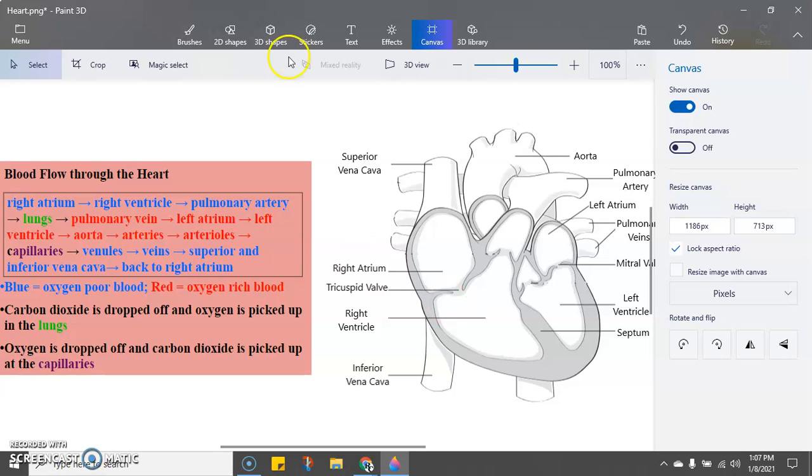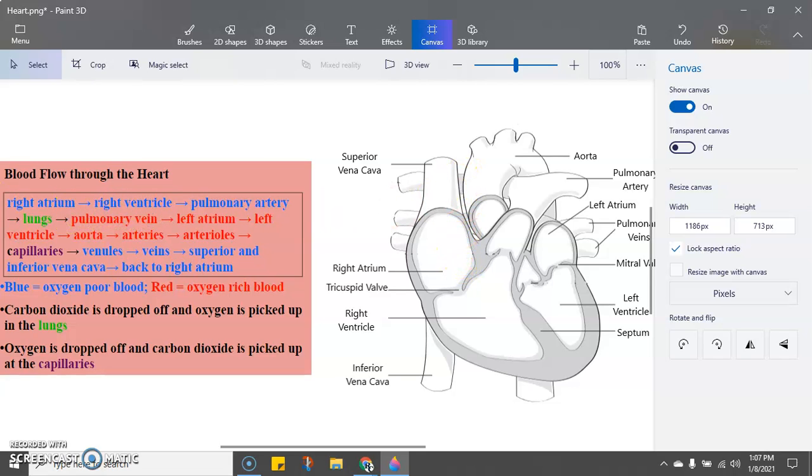Now, this is a continuous flow. All these go in this order, but it's not like there's an exact starting point and stopping point. Just for simplicity's sake, I like to start at the right atrium. So let's just start right here. This would be blood coming into the heart, so that's why it's a good place to start.